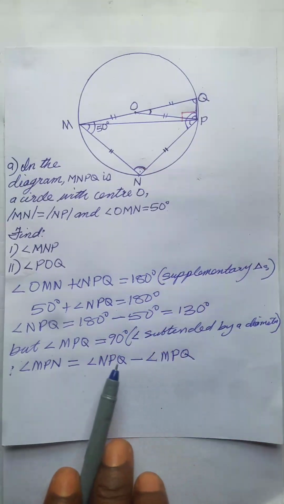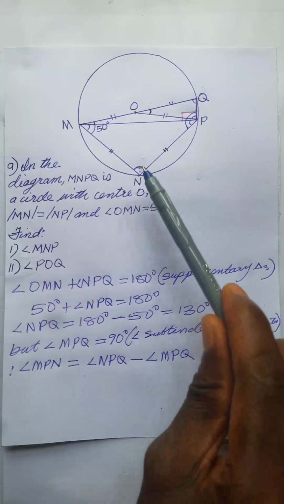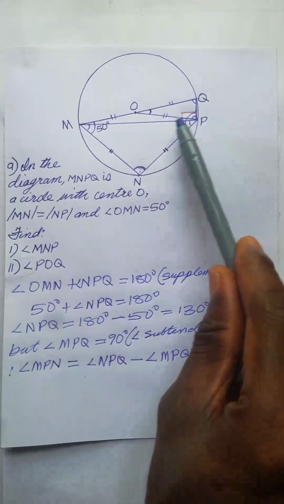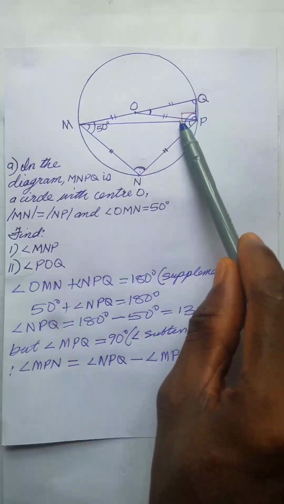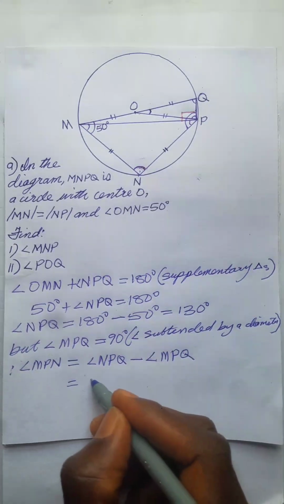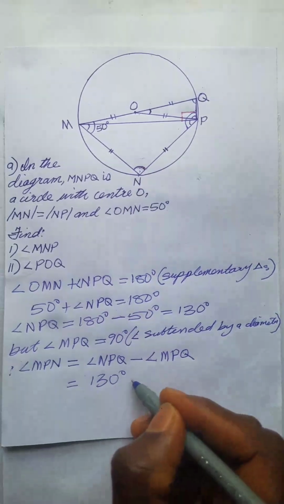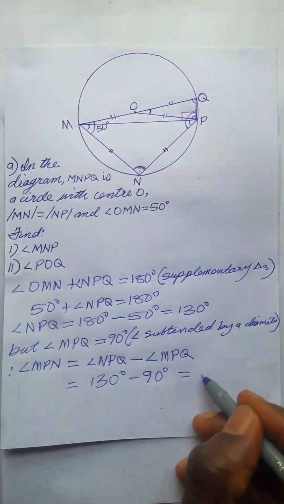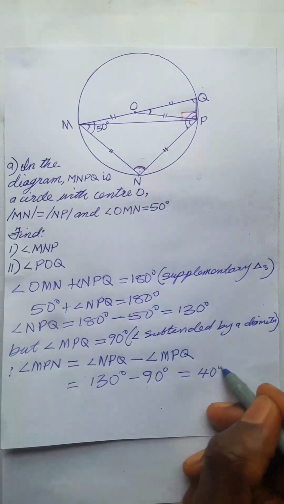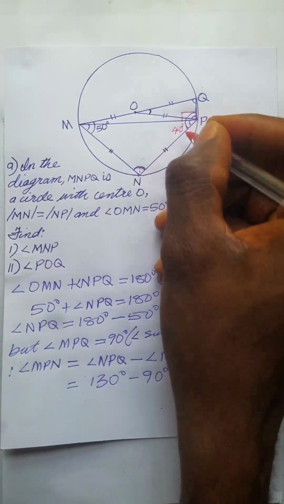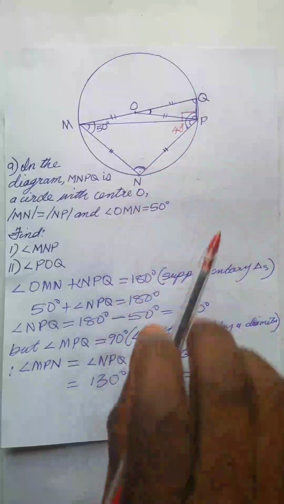Don't let it confuse you. This one is NPQ, the big angle. We are subtracting MPQ, the 90 degrees. So our big angle is what? 130 degrees. Subtract 90 from it, and that gives you what? 40 degrees. This angle here is 40 degrees. Okay? This angle is 40 degrees.